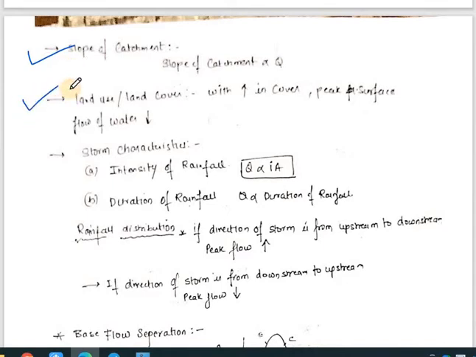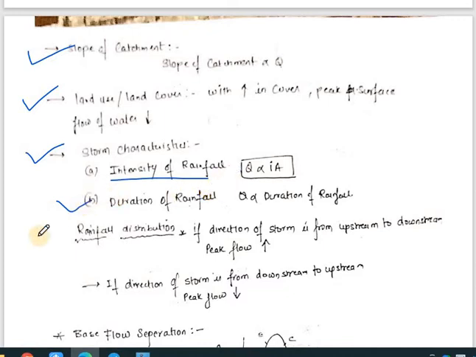Okay. And land use and land cover: if the catchment area you are considering has vegetation, that vegetation will ultimately take some of the water from the rainfall, and transpiration will happen. In that case, the runoff created will be less. After that, storm characteristics. If the intensity of rainfall is more, it will create more runoff, and if the intensity of rainfall is less, it will create less runoff. Duration of rainfall: the more the duration, the more the runoff. The lesser the duration, the lesser the runoff.